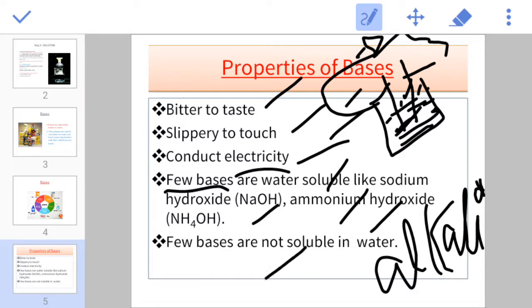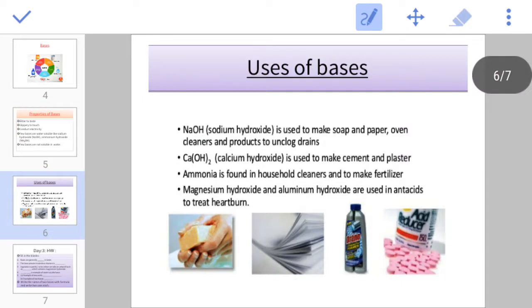And few bases are not soluble in water. It means that some bases are soluble in water, they are termed as alkalis, and few bases are not soluble in water. The next one we have here is uses of bases. Where are the bases used? Just like acids, which are naturally occurring and used in many ways, here it is all about the bases. First of all, we have NaOH. This is sodium hydroxide. It is used to make soap, paper, oven cleaner and products to unclog drains.